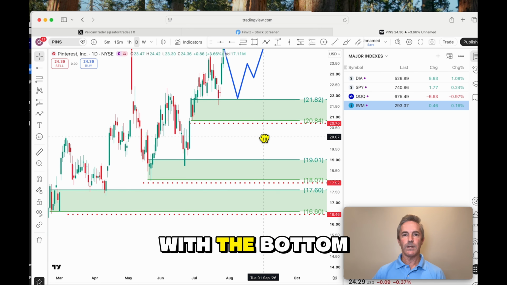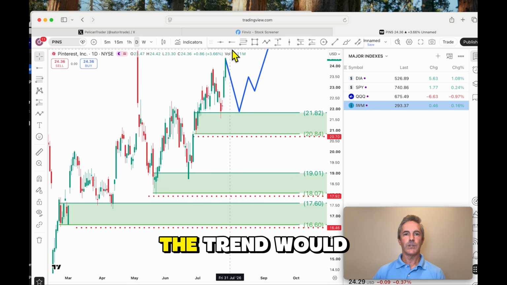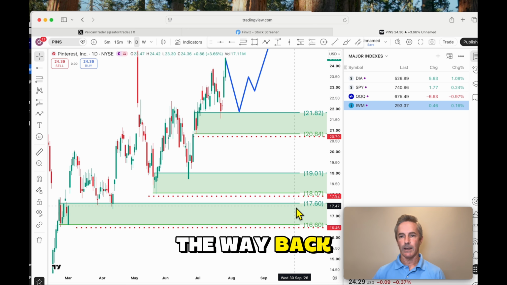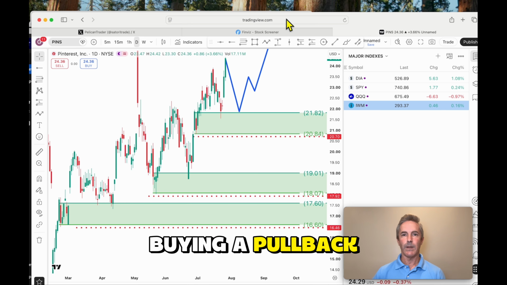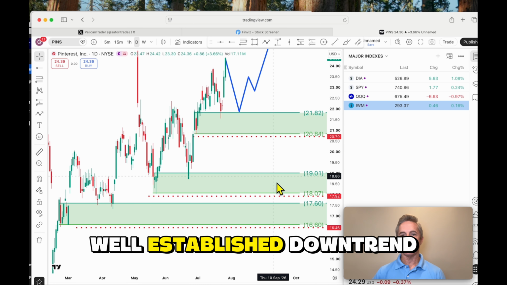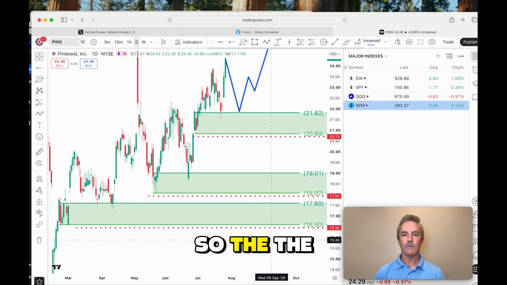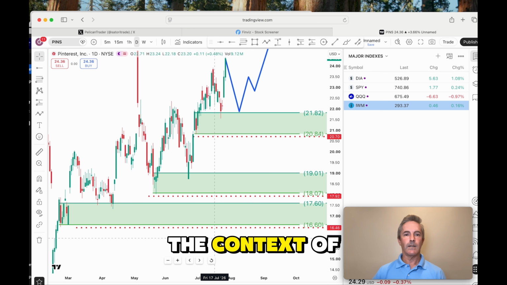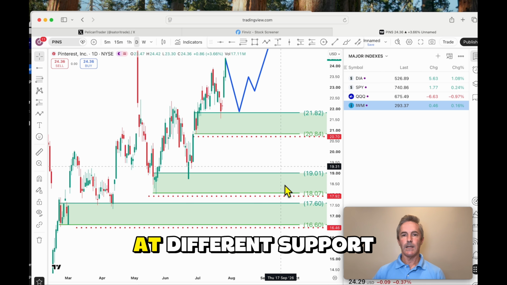The problem with the bottom support level is the trend would have to reverse to get all the way back down there. So instead of buying a pullback in an uptrend, you'd be looking to buy the dip while we're in a pretty well-established downtrend at that point. So the context of the trade changes at different support levels.